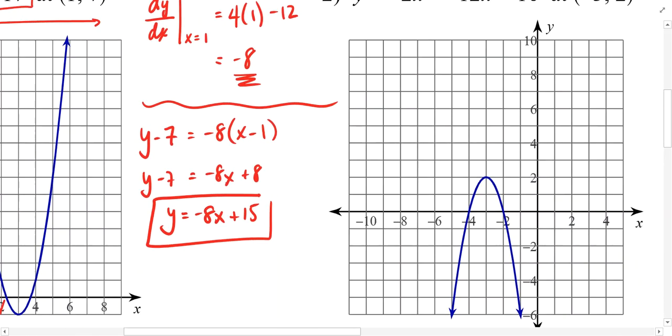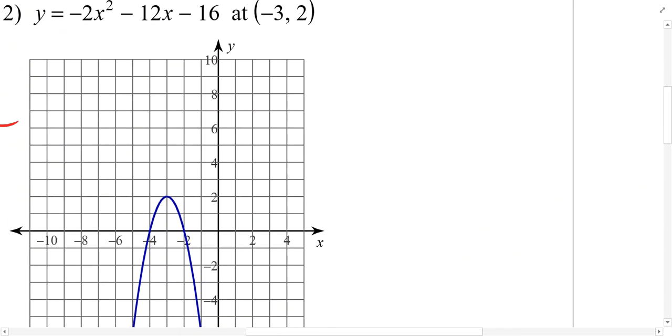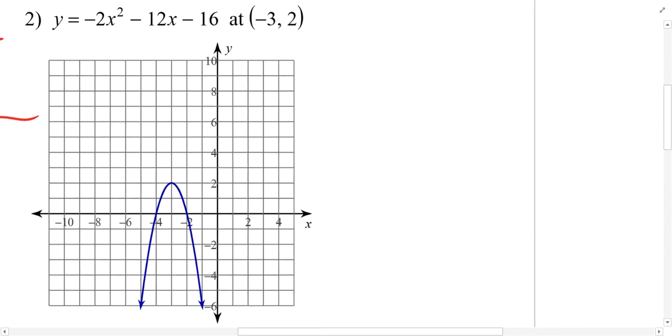So if you would please try the next problem on your own. Compute the derivative first, use the derivative to find the slope, and then with the slope and existing point, find the line that is tangent at this particular point. Pause the video now and resume playback in a moment to check your work.